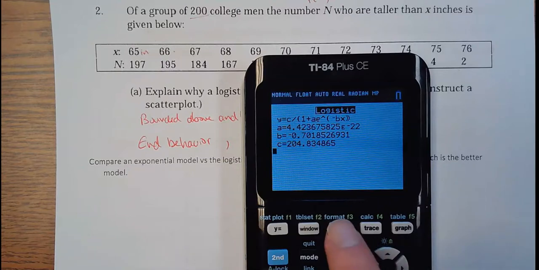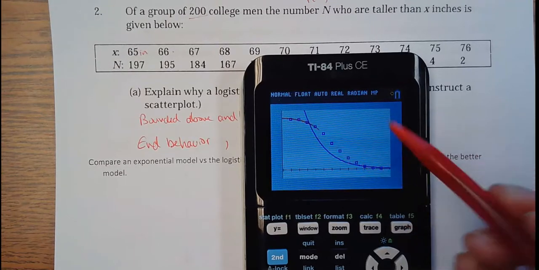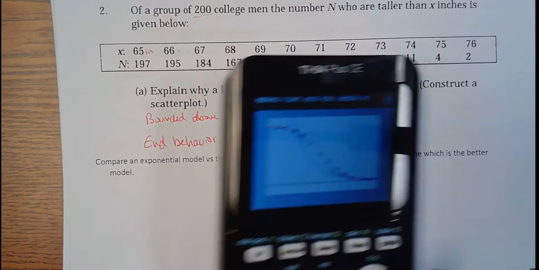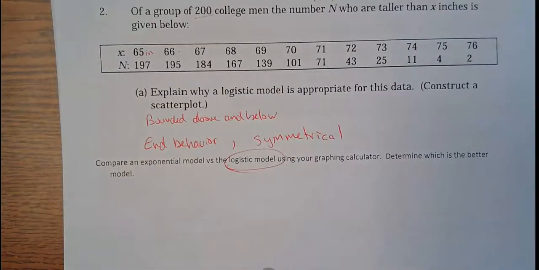But now let's graph these guys. I'm going to go to graph. There's my original scatter plot. The first one is the exponential. Now, how good is that really matching? It's not terrible. It's a little bit off here, a little bit off, a little bit off. But look at this logistic curve. It goes through almost every point. It doesn't hit right in the center, but it goes through just about every point. So obviously, logistic is going to be a much better model for this kind of thing.